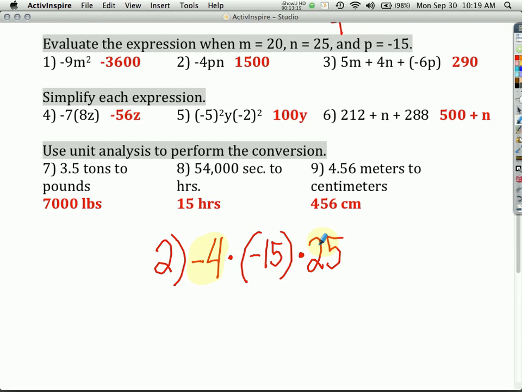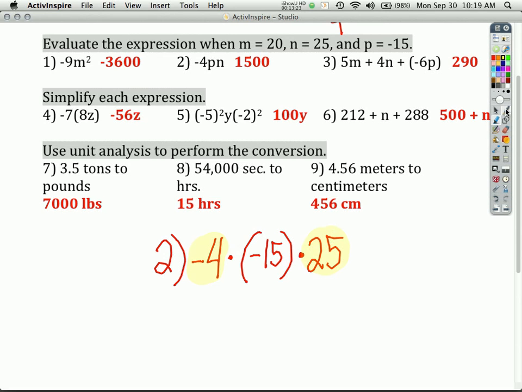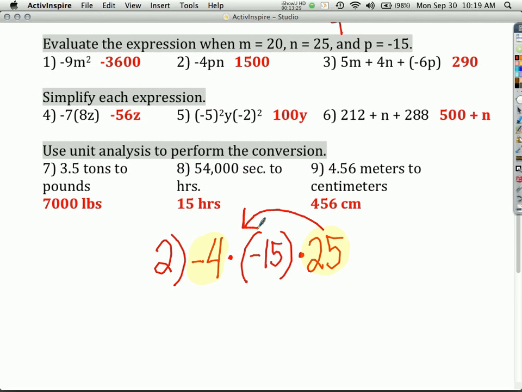If we do this times this, now, could someone explain why I'm allowed to do that? I'm going to give you a hint. I'm going to go like that. What lets me do that? India? Wow, you said that beautifully. We commute the numbers, commutative. So then we can do the negative 4 times the 25.